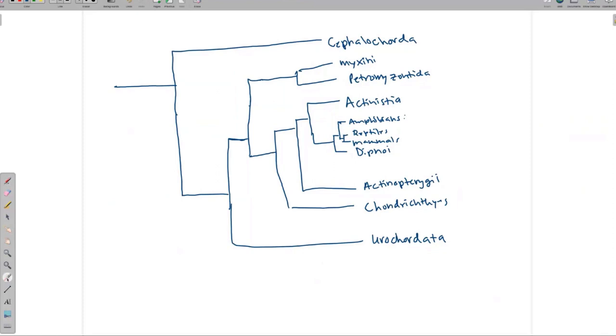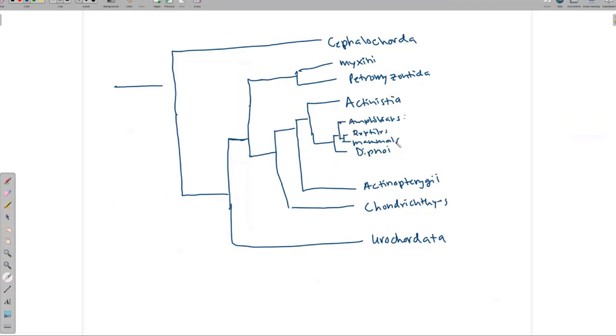We walk along: first branch, Cephalochordata, the lancelets. Second branch, Urochordata, the tunicates. Here's the third branch, Myxini and Petromyzontida, the cyclostomes. The fourth branch is the cartilaginous fish, Chondrichthyes. Then the fifth branch is Actinopterygii, the ray-finned fish. Then we have Actinistia, the coelacanths, and then Dipnoi, which is the lungfish. Then we get the tetrapods, which are amphibians, and then the amniotes, which are reptiles, and then mammals.